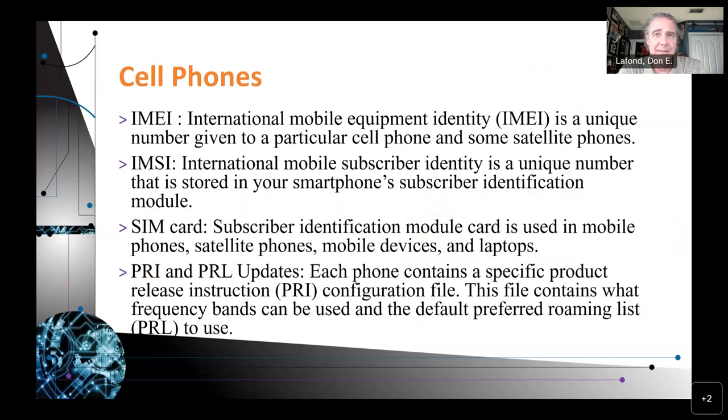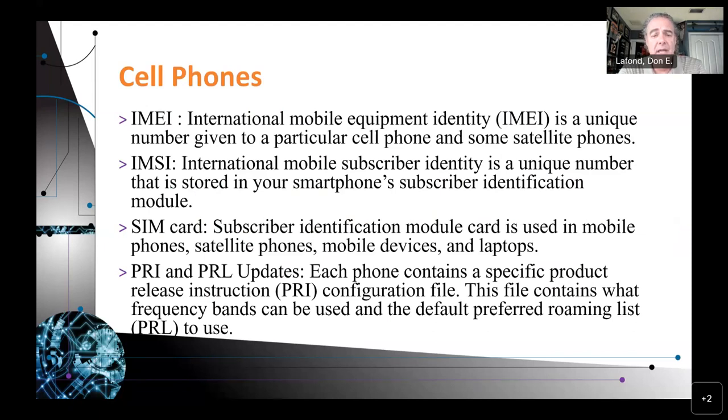IMEI, that's what that stands for, is a unique number given to a particular cell phone and some satellite phones. The IMSI is the International Mobile Subscriber Identity. It's a unique number that is stored in your smartphone subscriber information module. Now, we use those much like we use a MAC address on a PC. The MAC address on any kind of NIC uniquely identifying that device.